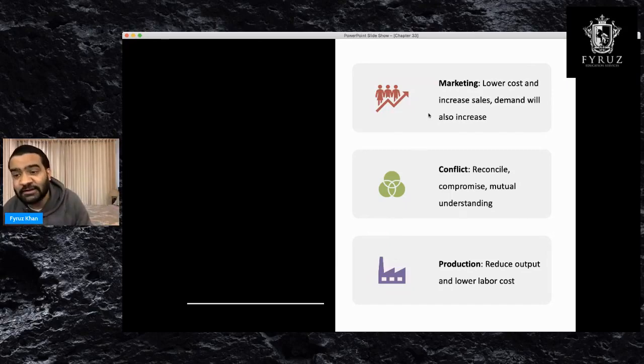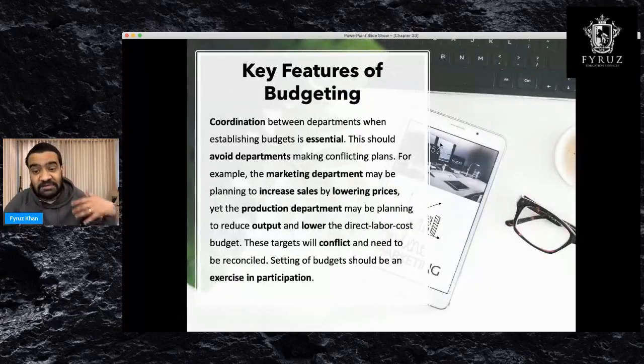So there's a conflict. Both these departments need to sit down together and resolve the conflict, reconcile, make a compromise, come to a mutual understanding. And that's what I mean by coordination of departments.